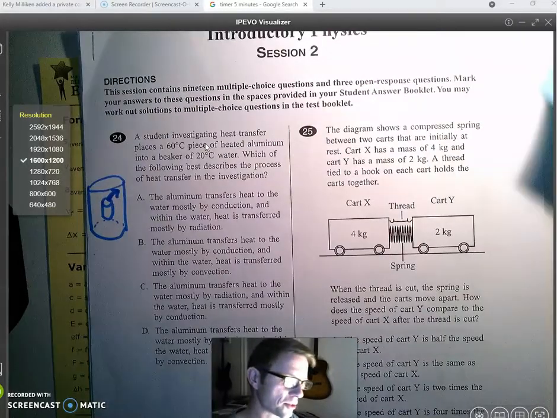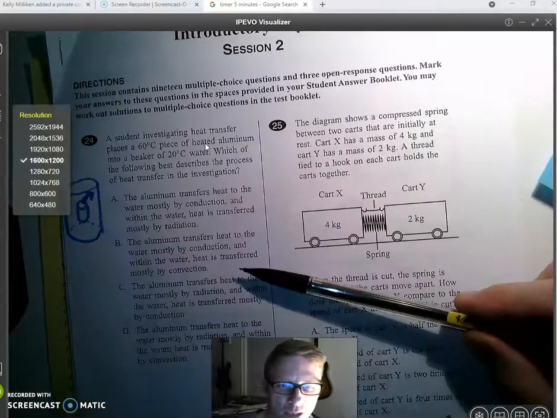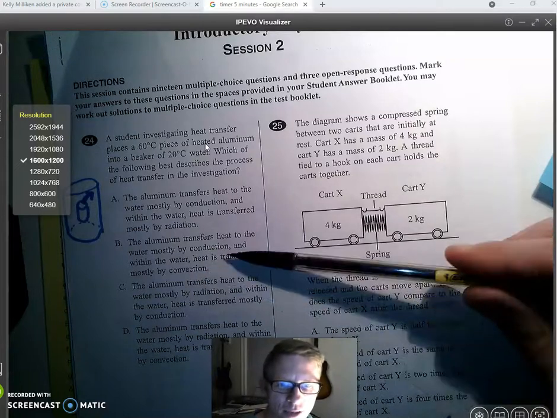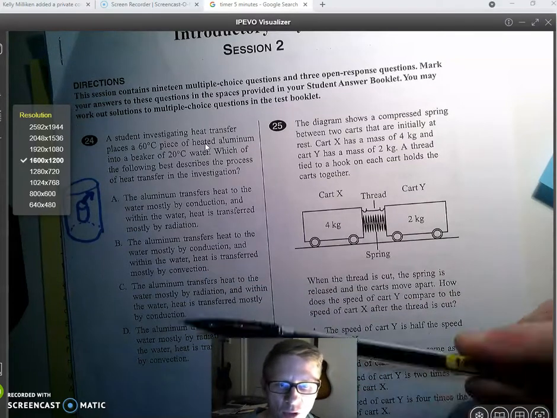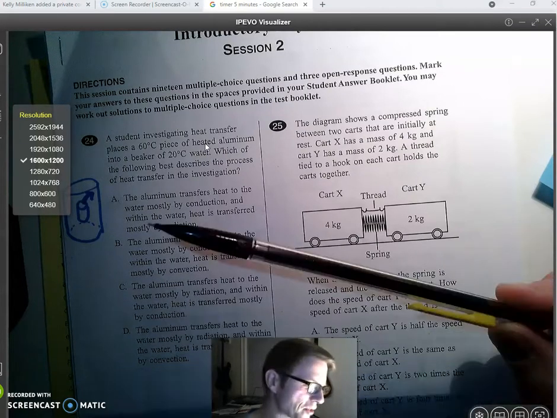Number 24, session 2. This is all about convection and conduction. Conduction is when there's transfer by touching. So the water is touching the aluminum. Then after that, it's a fluid. So the answer is B.